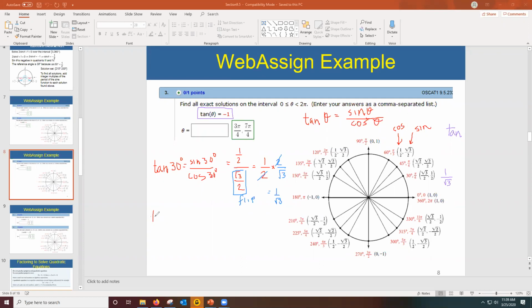Let's do tan of 45 degrees. Well, tan of 45 means I'm going to take the sine of 45 divided by cosine 45. Well, the sine of 45 is square root of 2 over 2. The cosine is also square root of 2 over 2. So let me divide these two fractions. So it's going to be the square root of 2 over 2 times, I got to flip the bottom fraction upside down.